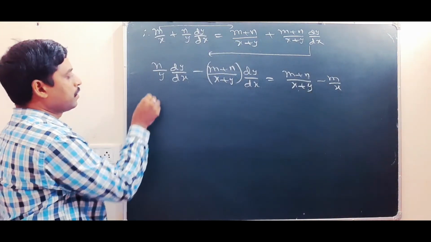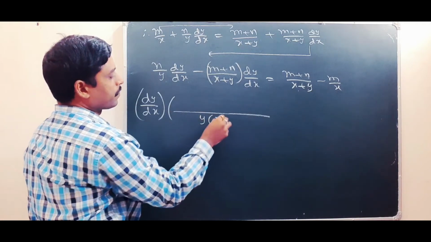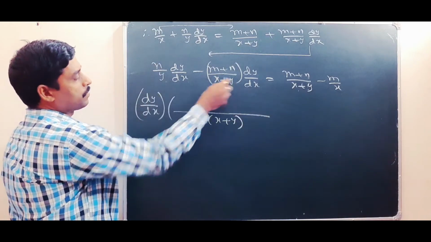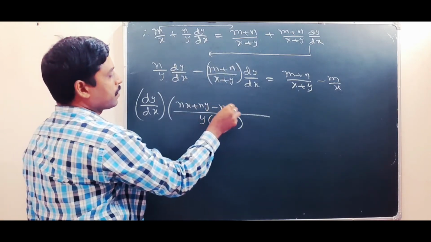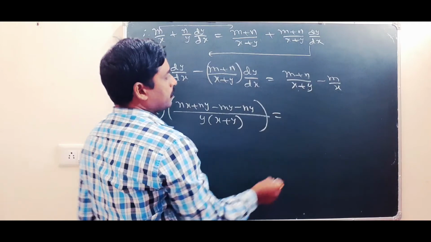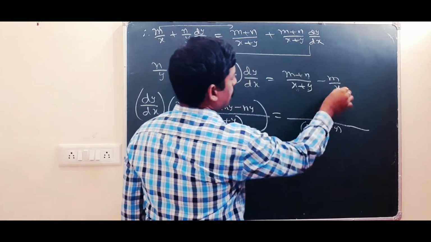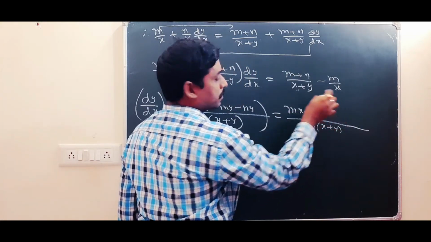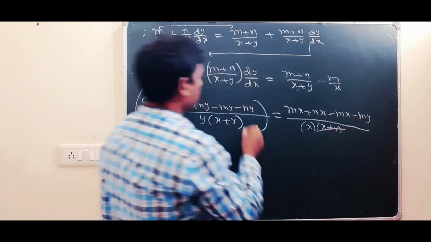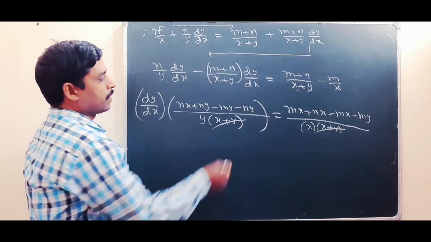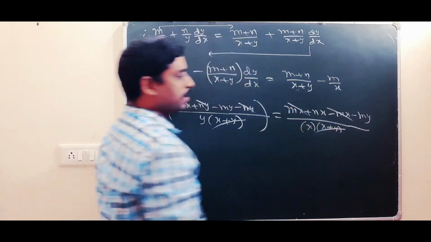On the left side, take dy by dx out as common. So let us do the LCM. y into x plus y. n into x plus y, nx plus ny, minus of m plus n into y, minus my minus ny. This will be on the left side. On the right side, the LCM is x into x plus y: mx plus nx, minus m multiplied with x plus y, minus mx minus my. Both sides x plus y get cancelled. ny minus ny plus ny cancel. In this, minus mx plus mx get cancelled.